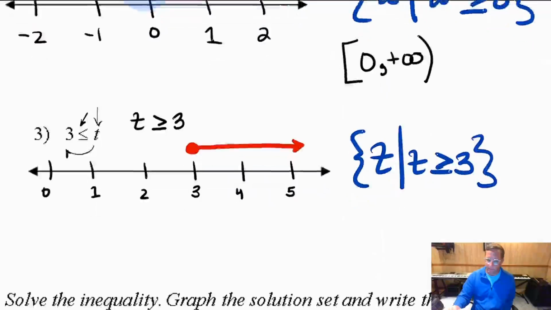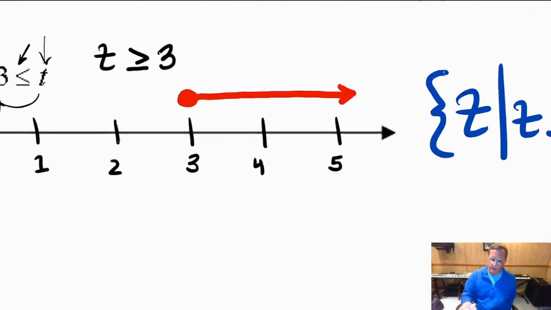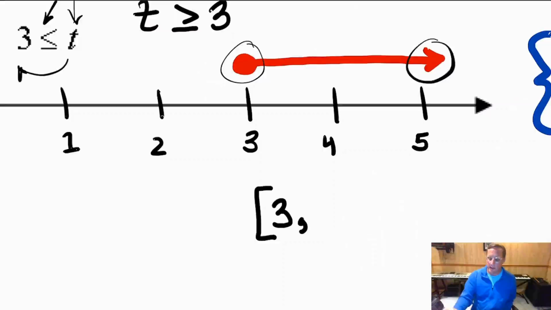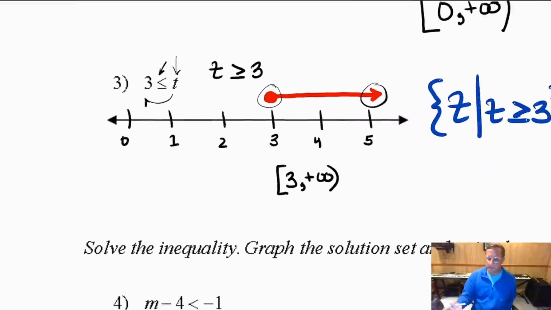All right, for number 3, the left side of it represents 3, a closed point. So we're going to do bracket 3 and then positive infinity. And that's all there is to it.